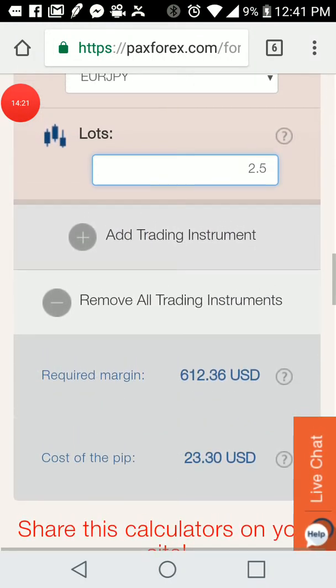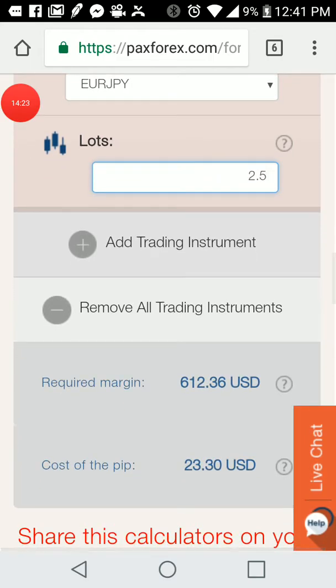Let us go on to set up the insurance now. Now, to readjust for our trade, the euro pound, we would have to readjust that to go to 2.5 lots. And that requires a margin of $636, and that will produce $23.30 of pip value. So we will increase this and add to our position and continue on.